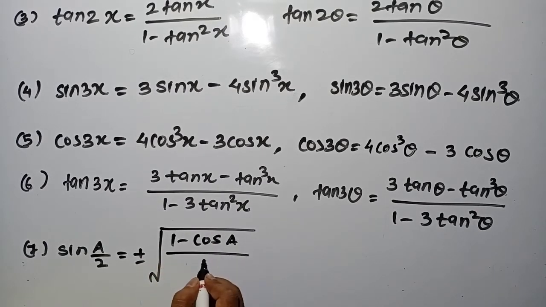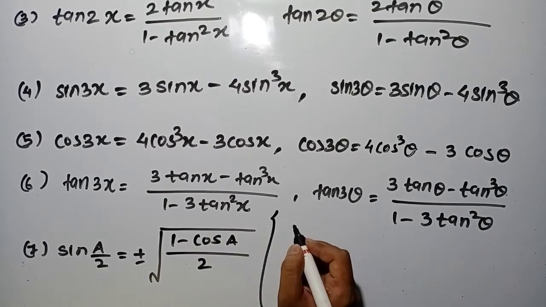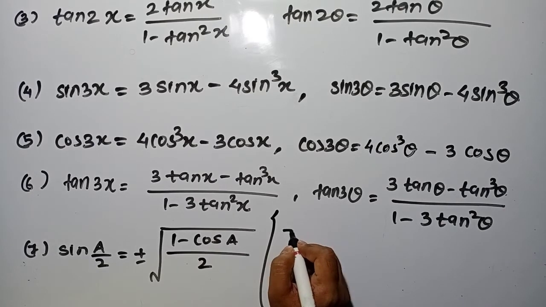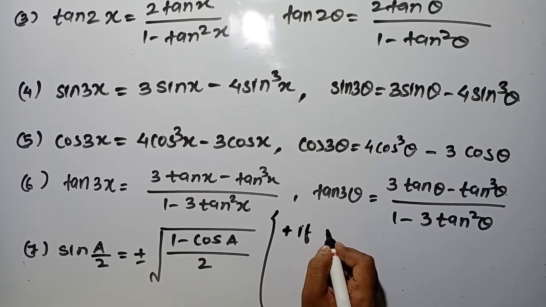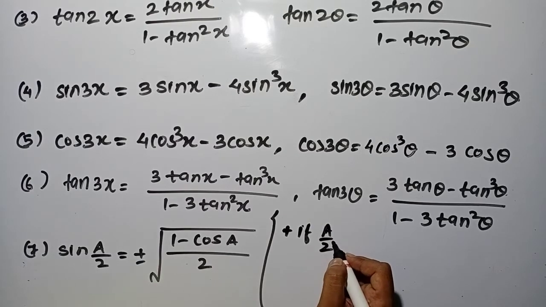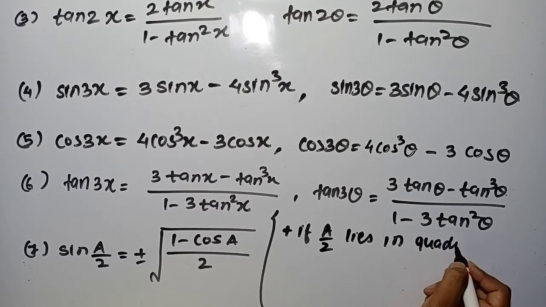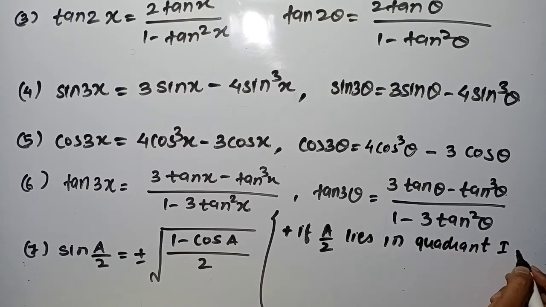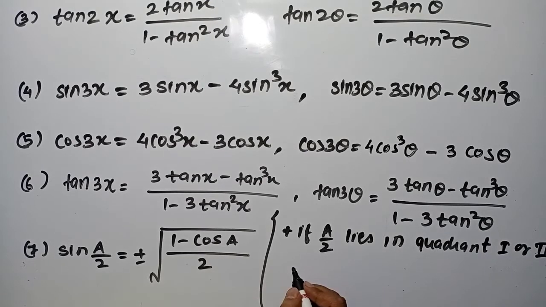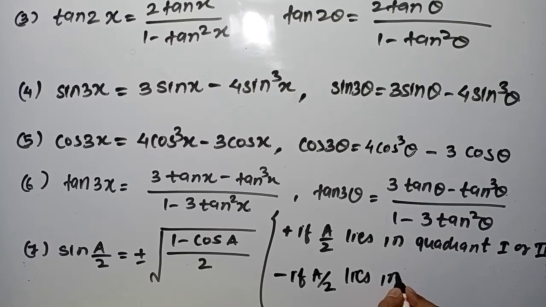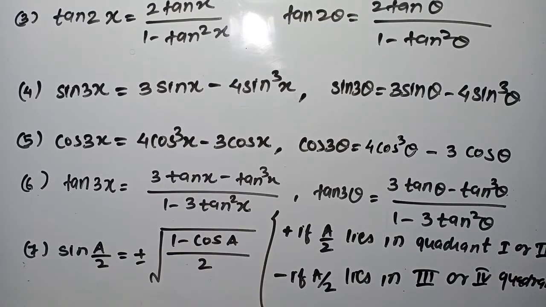Okay, students? Now the formula number 7, sin a by 2 we can write in the form of plus minus root of 1 minus cos a by 2. Here there will be two conditions for plus and minus. If it is plus, a by 2 lies in which quadrant? In first and second, because in first and second quadrant sign is plus. If it is minus, it lies in third and fourth quadrant, because sign is minus in third and fourth quadrant.